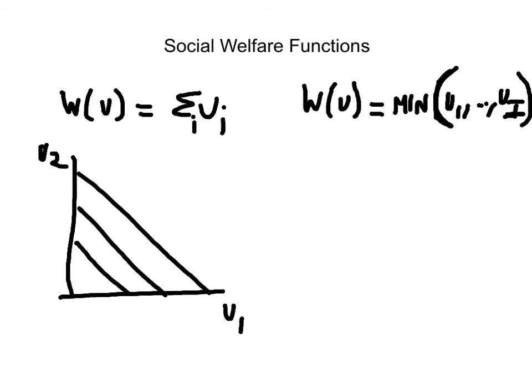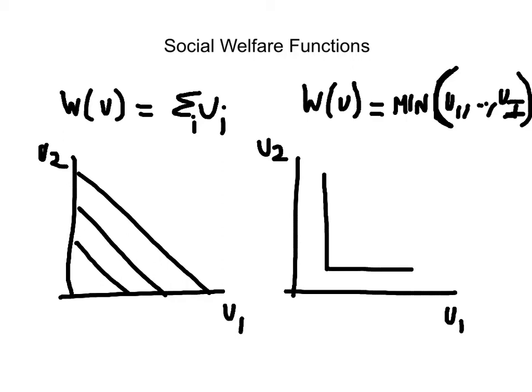The indifference surfaces take the form of an L shape, like this, and it's very easy to understand that the increase in the utility of one individual, for example here individual 1, will not increase social welfare, will not take you to a higher indifference surface to the extent that it does not also increase the utility of person 2, and vice versa.